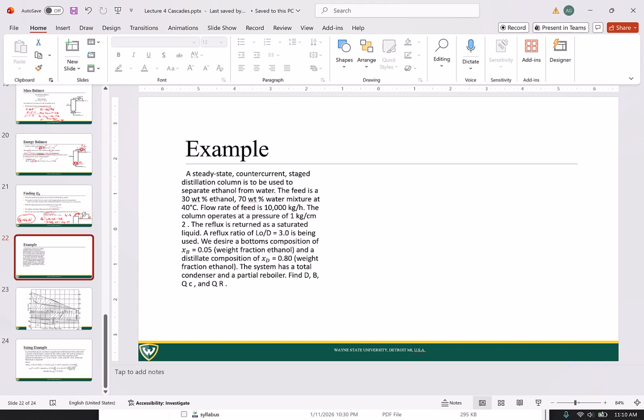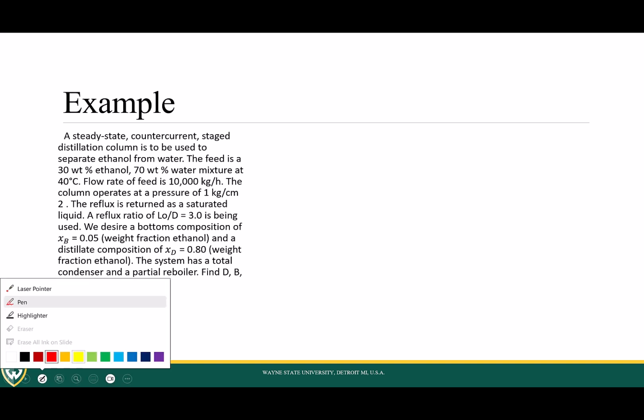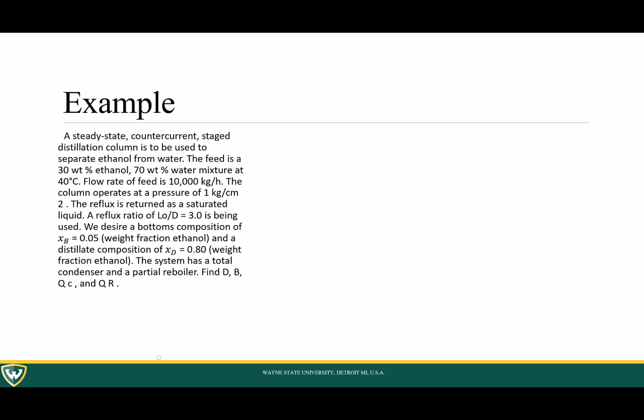Okay, so let's work through this example problem. We have a steady state countercurrent staged distillation column to be used to separate ethanol from water. Let's go with purple. So let's just draw our distillation column, right? So we have our feed. Okay, so we have a countercurrent stage distillation column.